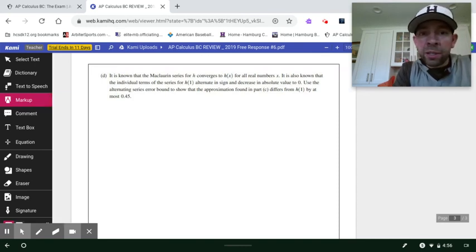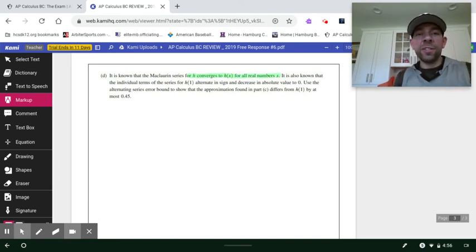It is known that the Maclaurin series for h converges for all real numbers x. What they're saying there is that this function has an interval, or the series has an interval of convergence from negative infinity to positive infinity.